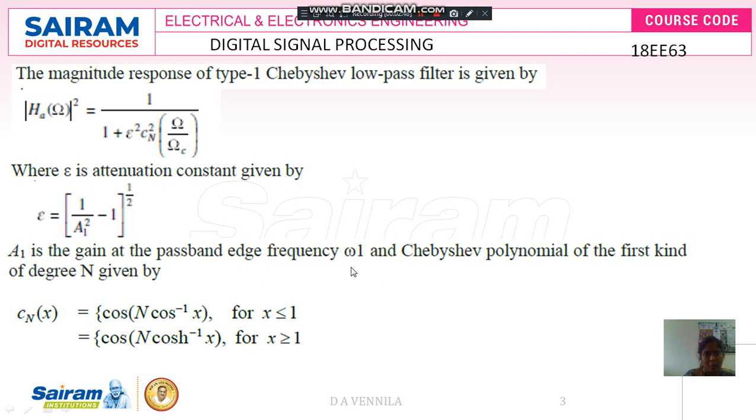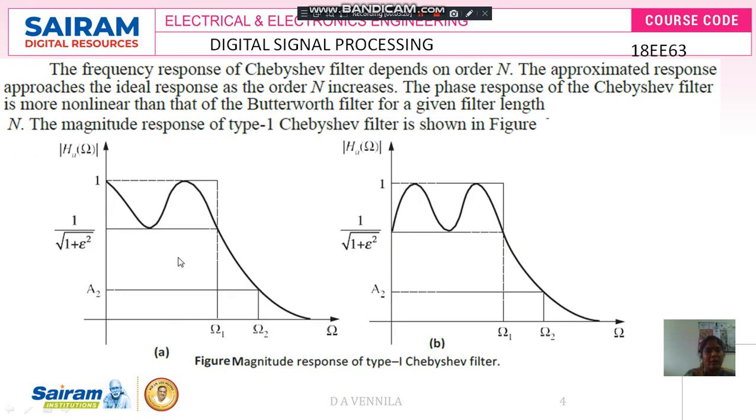Here A1 is the gain of the passband frequency, where the cutoff frequency will be omega 1, and the Chebyshev polynomial of the first kind of degree n is generally given by Cn of x is equal to cos of (n cos inverse x) for x less than or equal to 1, and cosh of (n cosh inverse x) for x greater than or equal to 1. For less than, there will not be hyperbolic. For greater than, there will be the hyperbolic. We are going to use the second equation.